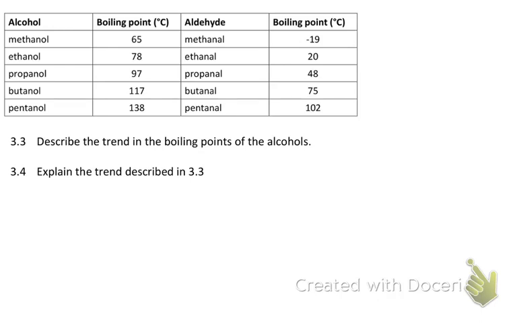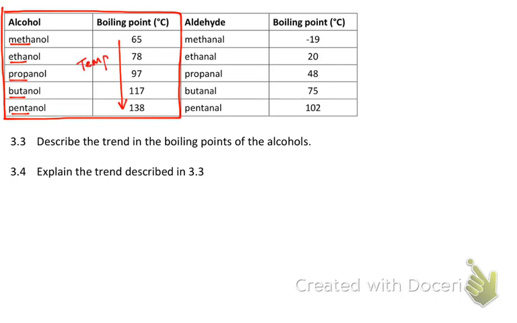Alright, 3.3, describe the trend in the boiling point of the alcohols. So we're now looking at this part of the table, and if we have a look at the alcohols, methanol, ethanol, propanol, butanol, pentanol, you can see that as we go down the table, the carbon chain's getting longer: methanol 1 carbon, ethanol 2 carbons, etc. And if we then consider the boiling point, we can see that as the chain gets longer, the boiling point increases. So methanol from 65 up to pentanol at 138.